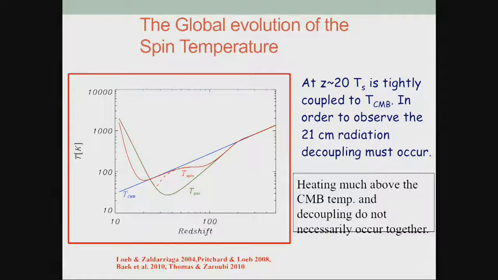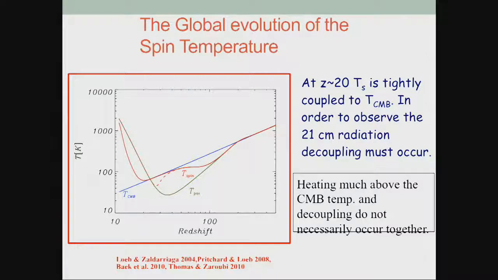But after a while, the universe keeps expanding, and this collisional thing stops being so efficient. Then the CMB veers toward the gas. The spin temperature veers toward the CMB again. So it goes from the gas to the CMB. Now, what happens later? There are two options, but most people think the option is this dashed line.